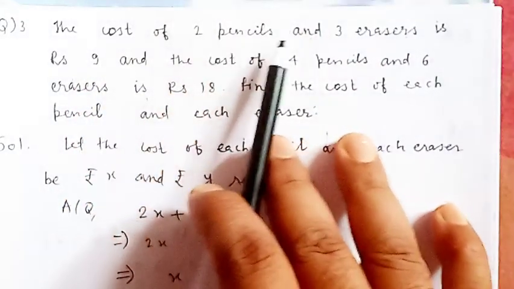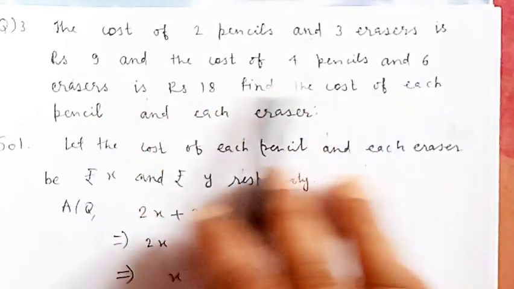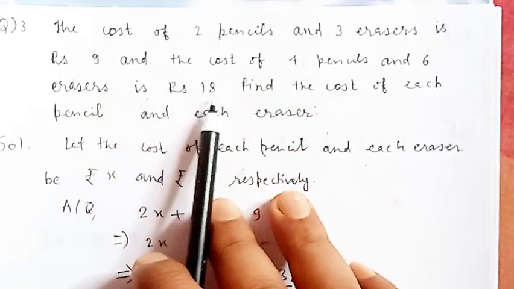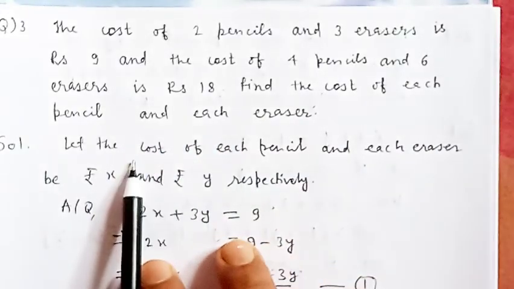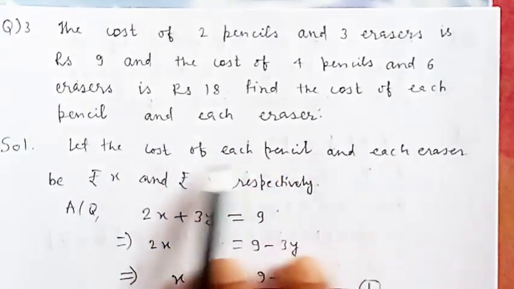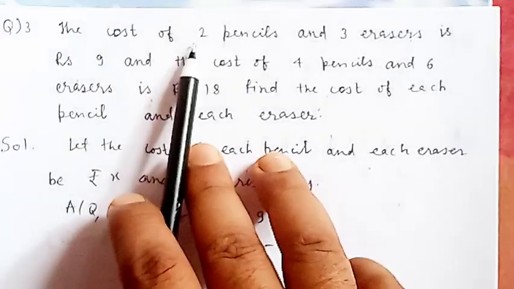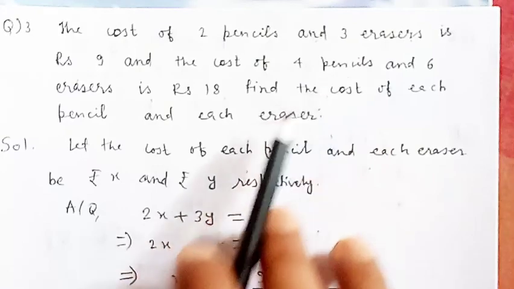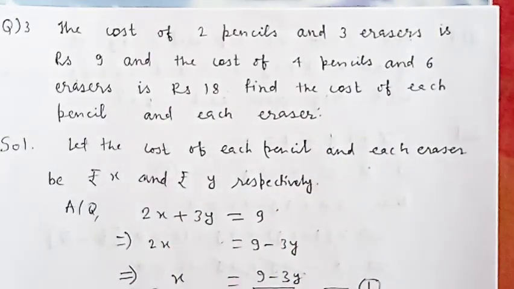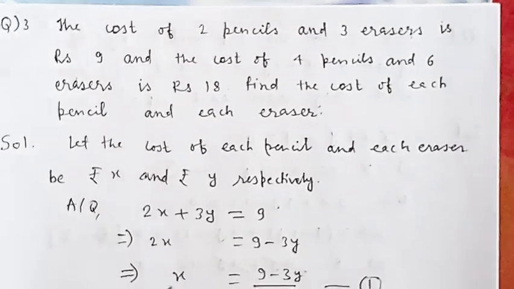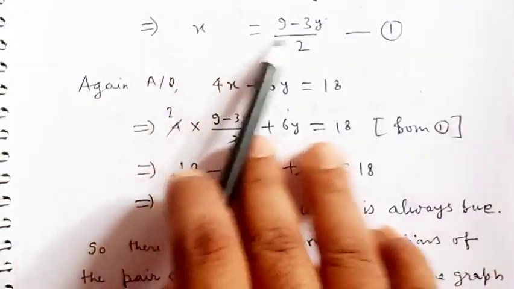The cost of 2 pencils and 3 erasers is rupees 9 and the cost of 4 pencils and 6 erasers is rupees 18. Find the cost of each pencil and each eraser. Let the cost of each pencil and each eraser be rupees x and rupees y respectively. According to question, cost of 2 pencils and 3 erasers is rupees 9. So 2x plus 3y is equal to 9, implies that 2x is equal to 9 minus 3y, implies that x is equal to 9 minus 3y by 2.